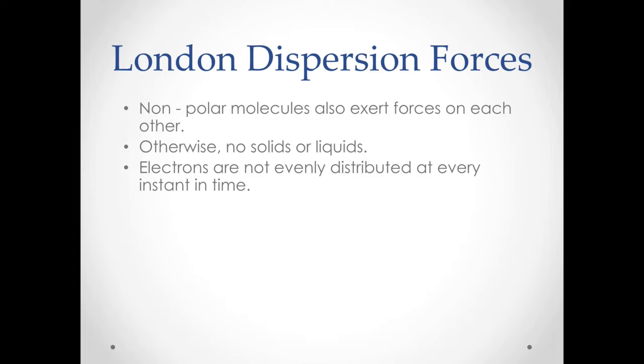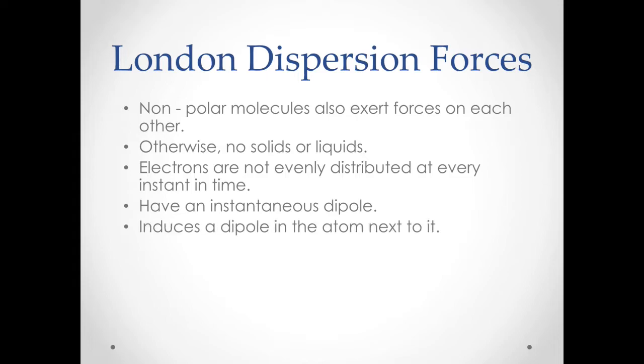And the whole idea is that electrons are not evenly distributed at every instant in time. You can have an instantaneous dipole moment in a particular particle. Even if it's nonpolar, on the average, at a given instant, you can get an instantaneous dipole moment. And that induces a dipole in the next atom that's nearby. And that creates something called an induced dipole interaction. You don't need to know that last phrase there. These are just called London dispersion forces.